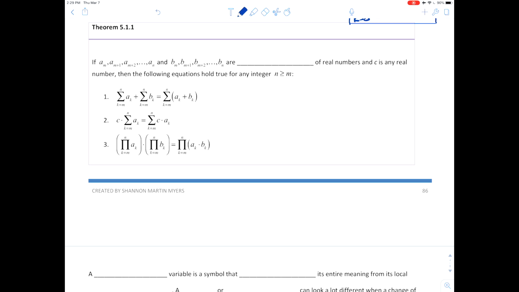Actually, the first and the third property, all right? So you've got A sub m plus 1, all the way down to A sub n, and B sub m plus 1, all the way down to B sub n, are what do you think? Beautiful, sequences of real numbers, and C is any real number, then the following equations hold true for any integer n greater than or equal to m. So if you have the sum of 2 summations and all the conditions are met, it's the summation of the sum.